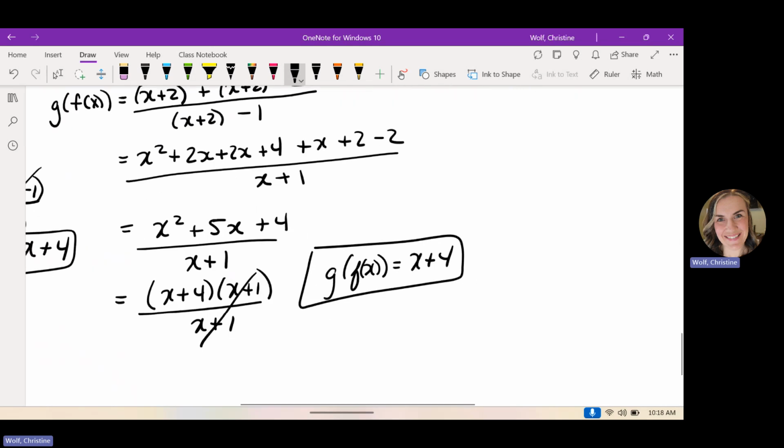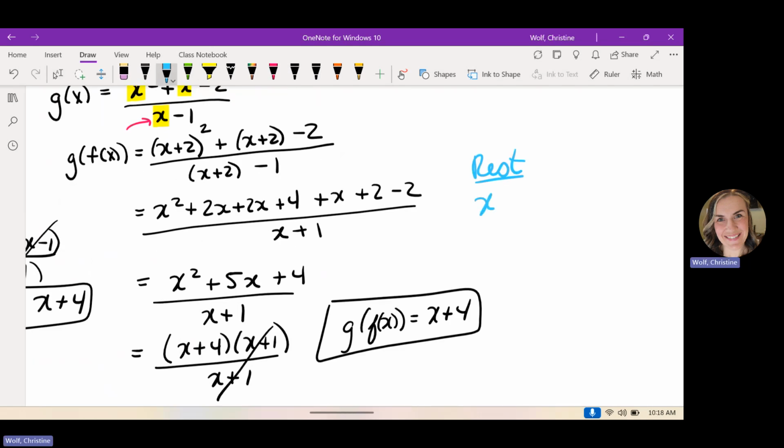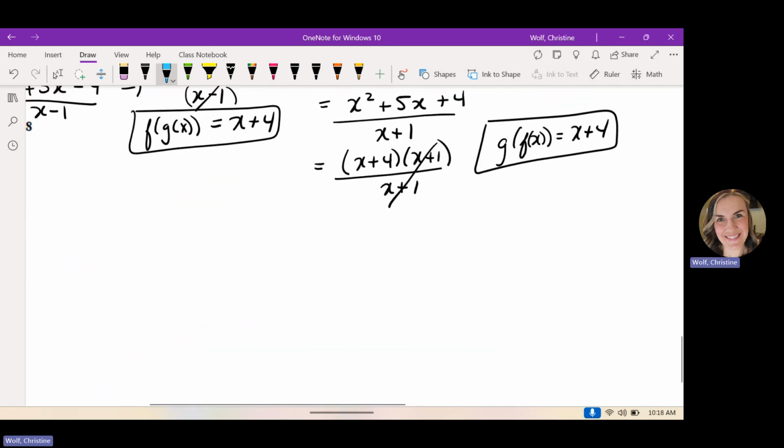Okay, and our restriction here changed as well because my denominator is different. My denominator is x minus 1. So x minus 1 cannot be 0. x cannot be 1. No, sorry. It was x plus 1. Pardon me. I'm looking at this guy. Okay. So that's it. And that's chapter 10.